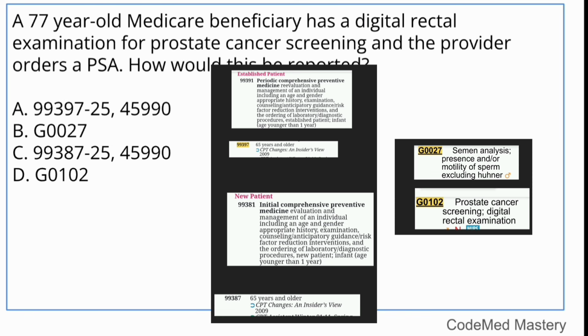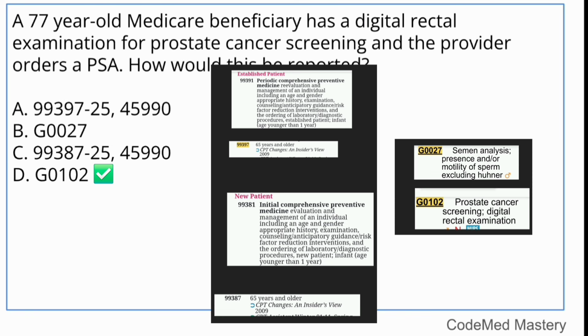So what is PSA? PSA is prostate specific antigen. It is a protein which is produced by prostate gland, and its levels are often measured in blood test to screen for prostate cancer. So here the provider is ordering a PSA. So what is the correct answer? The correct answer is option D, G0102. Because G0102 is the HCPCS code to report digital rectal examination performed for prostate cancer screening. Option A will be wrong because 99397 is a preventive medicine code.